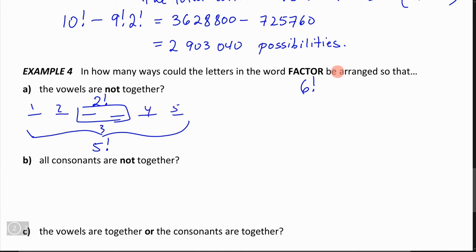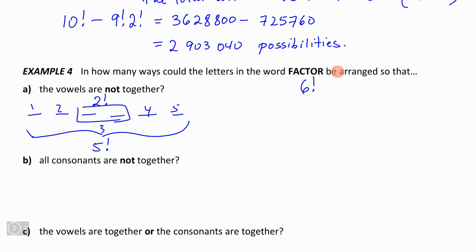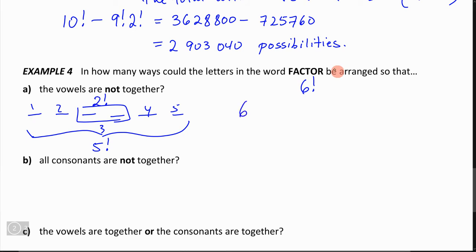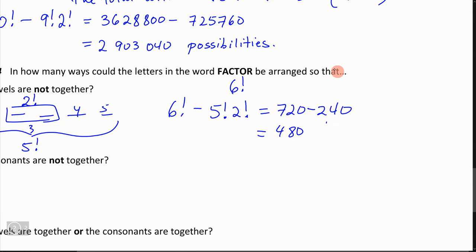So if I wanted to find the ways that the vowels are not together, then the indirect method says that I take the total possibilities, 6 factorial, and I subtract the arrangements of having the vowels together, which is 5 factorial times 2 factorial. And this results in, let's simplify one more step, 720 minus 240. And that's equal to 480 letter arrangements.